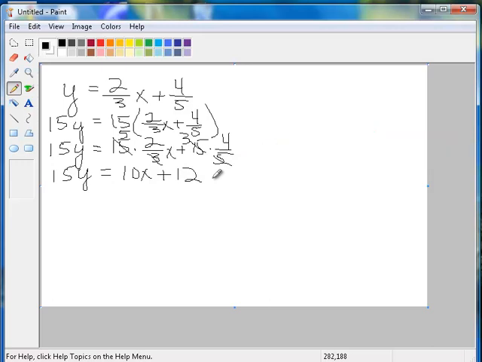Now we need to subtract 10x from both sides of the equation, so that the x will now be on the left-hand side. We get -10x plus 15y equals 12.